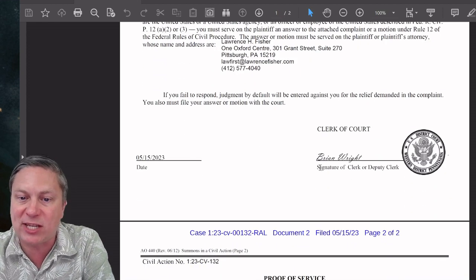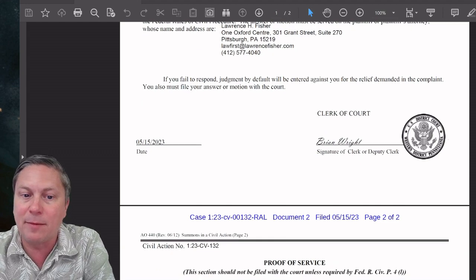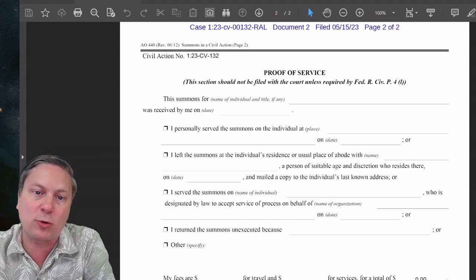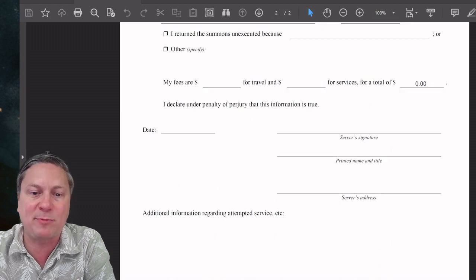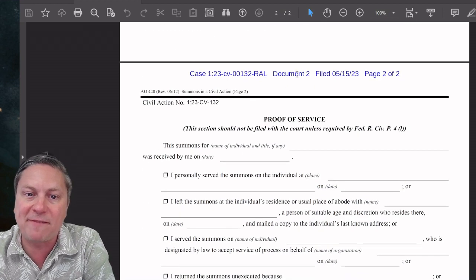And then you can see that this was signed by a clerk or a deputy clerk. They put the seal of the court that they're from, and then they put a little electronic signature. And after that, they have this thing that's called a proof of service. This is not filled out because what the clerk's doing is they file this in the court system. That's why it's got this blue stuff at the top.